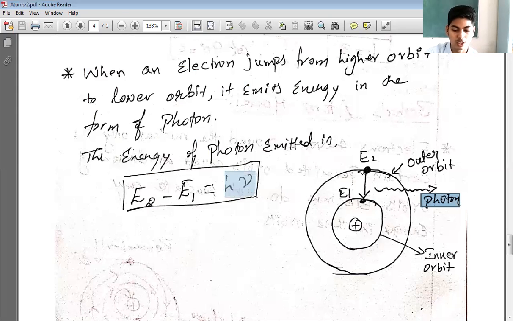This is actually the energy of photon. We know that energy of photon is h nu. What will be the energy of the photon? h nu will be equal to difference in energies of electron in the two orbits.